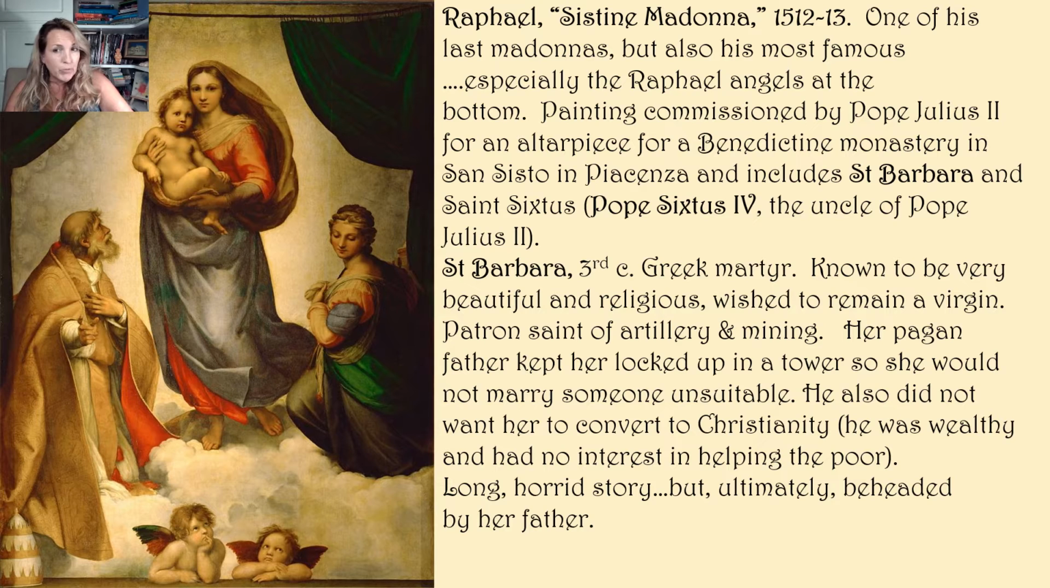The painting was commissioned by Pope Julius II, same one who did, of course, the Sistine Chapel ceiling with Michelangelo. This was for an altarpiece in a Benedictine monastery in San Sisto in Piacenza, and includes Saint Barbara and Saint Sixtus. Sixtus IV was the uncle of Pope Julius II. So it was in his best interest to have his family members done well in this. Certainly it glorifies his family as much as it glorifies the church as well.